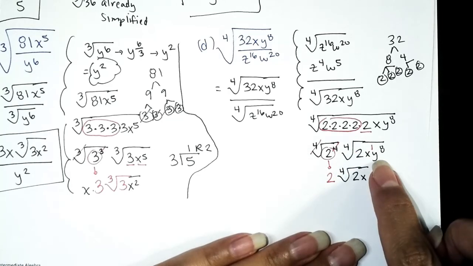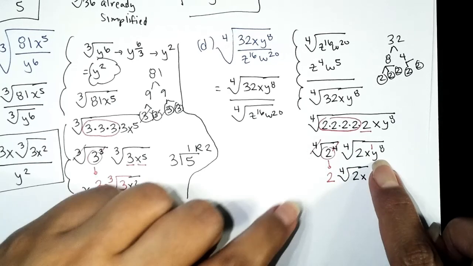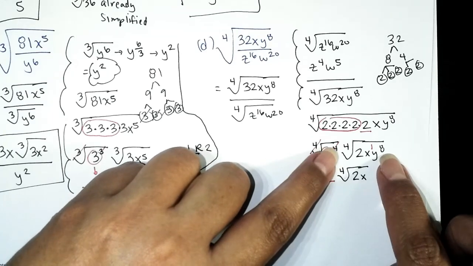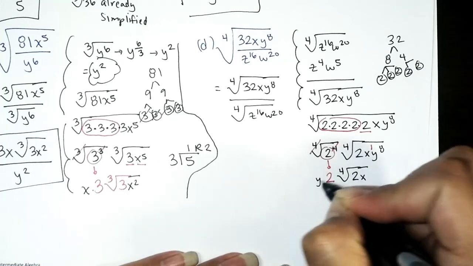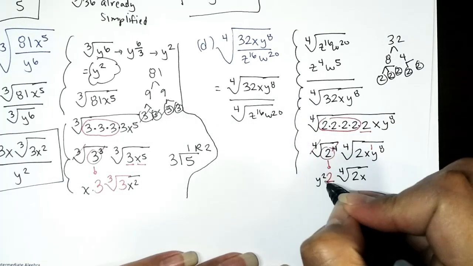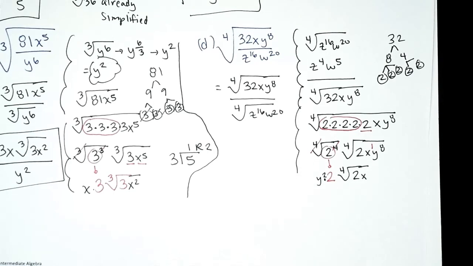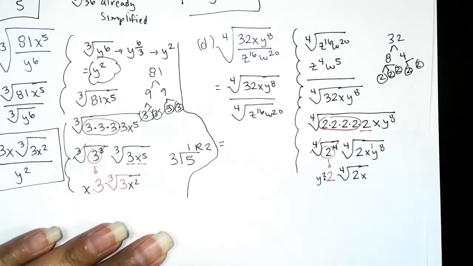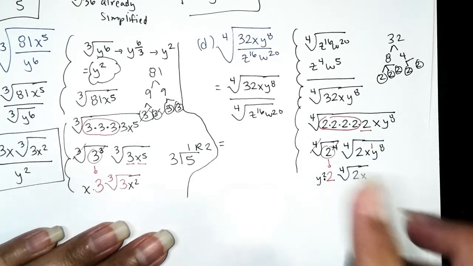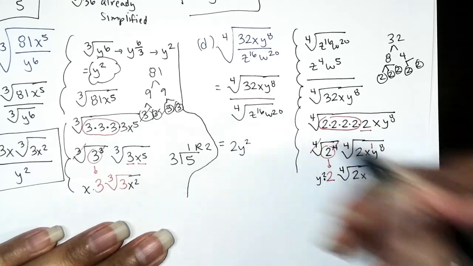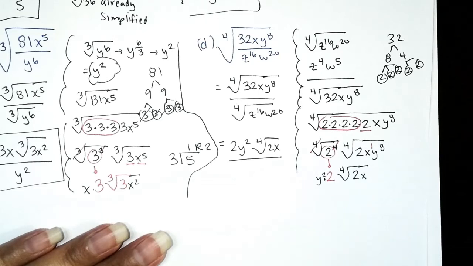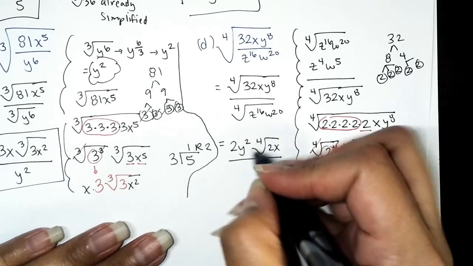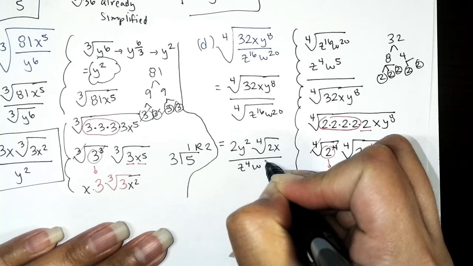Fourth root of y to the 8th. Again, what that boils down to is how many times does 4 go into 8. 4 goes into 8 exactly 2 times, so that will give us y squared. So I think we're done. Let me just put an erase dot here so it could look a little bit less weird. Let's go ahead and bring down what we have. So the numerator, thanks to our hard work, we're going to write 2y squared times the fourth root of 2x. The denominator, thanks to your hard work, z to the 4th times w to the 5th.